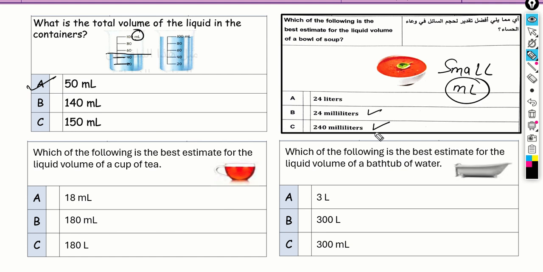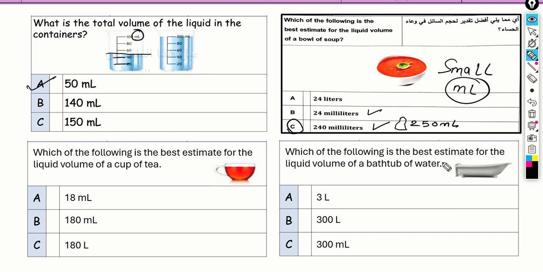Now how will you compare this? Try to remember the small water bottle you bring to the classroom. You bring a small water bottle, right? Remember? And that is 250 milliliter. So 24 milliliter, you know, is very small. So which one looks close? It looks close to 240 milliliter, right?